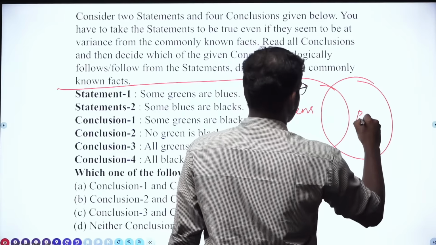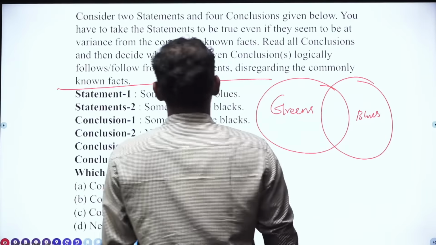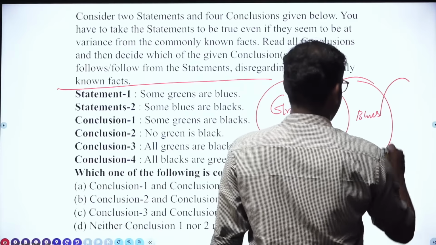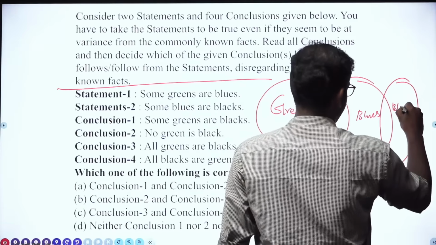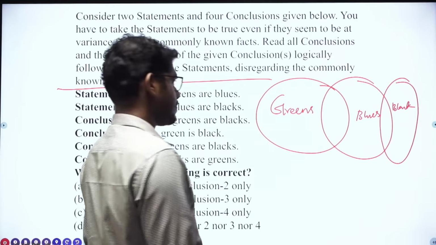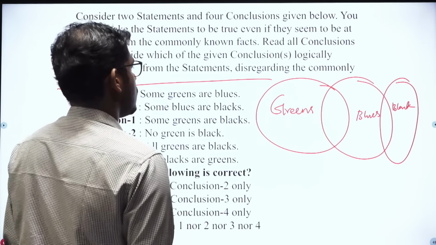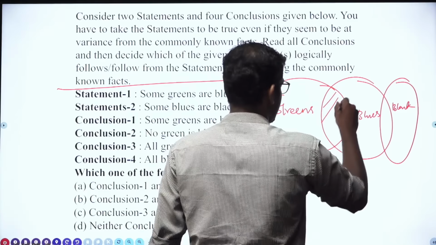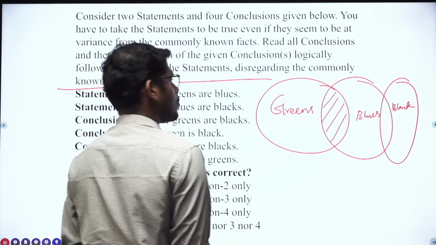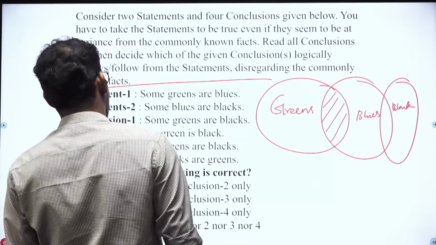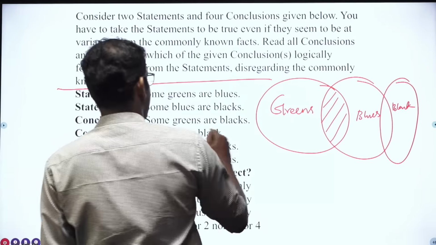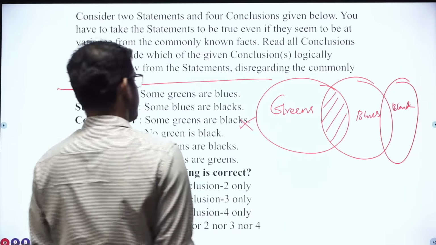Some greens are blues. Some blues are blacks. The first conclusion, some greens are blacks. Some greens means this portion. Is this portion directly related to black? No. In this basic diagram, some greens are blacks is not possible.